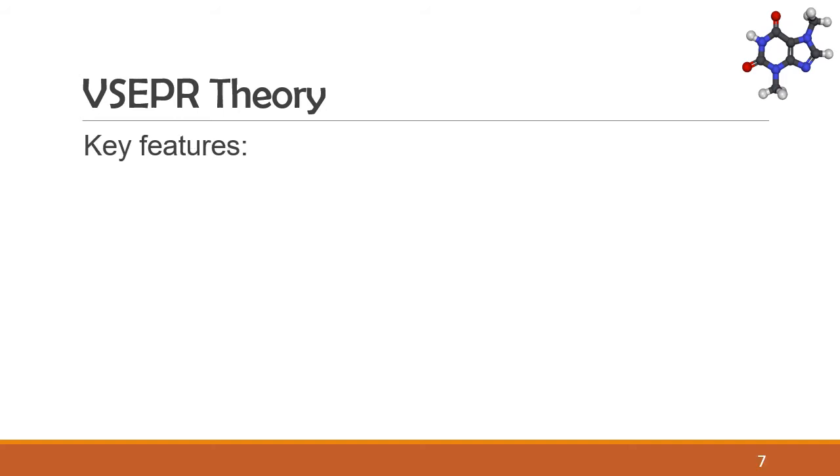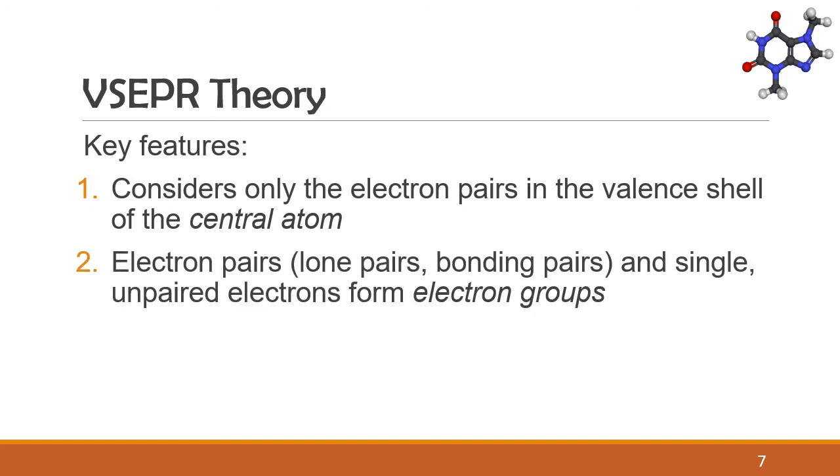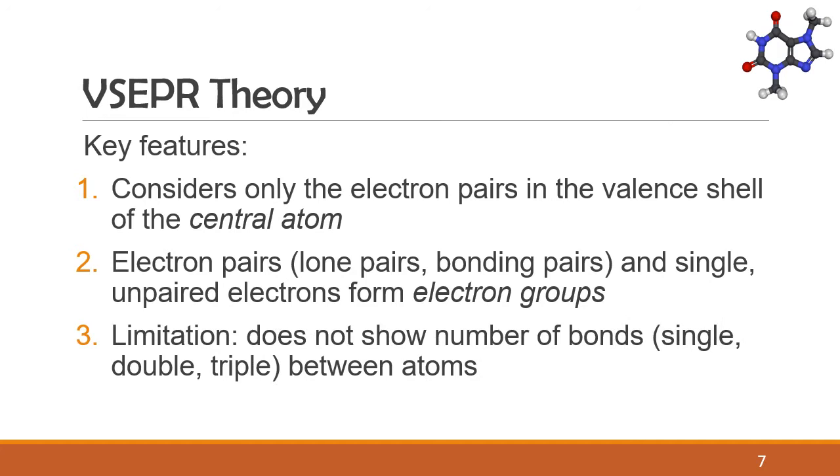There are certain features of the VSEPR theory that we must remember. First, it considers only the electron pairs in the valence shell of the central atom. The electron pairs, both lone pairs and bonding pairs, and single unpaired electrons form electron groups. The limitation of the VSEPR theory is that it does not show the number of bonds, whether single, double, or triple, between atoms.